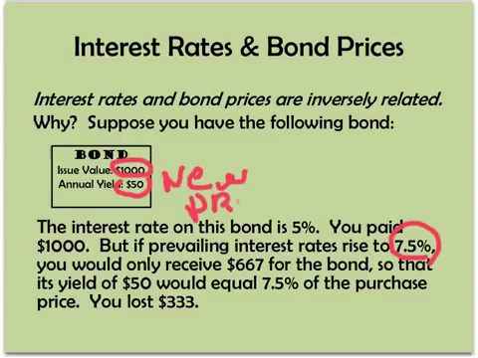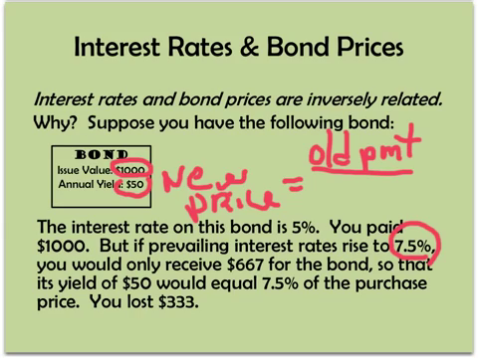The new price is going to be the old payment, in this case $50, divided by the new rate. You have to do it as a decimal. And so if we divide $50 by 0.075, we'll get $667, to make the $50 yield equal to 7.5% of the purchase price. In that case, we lost $333.